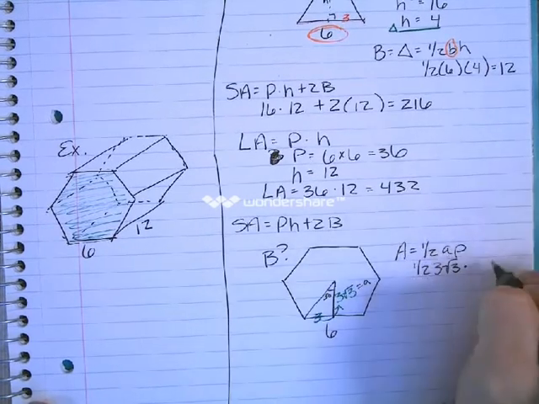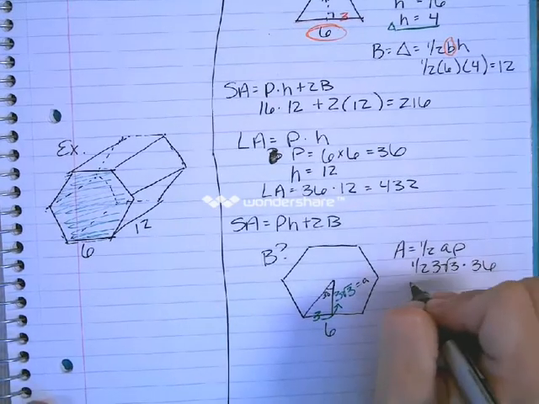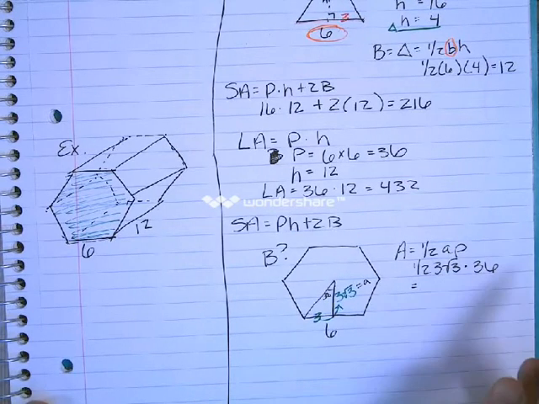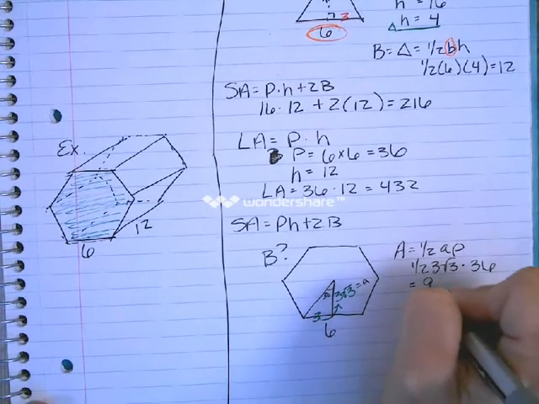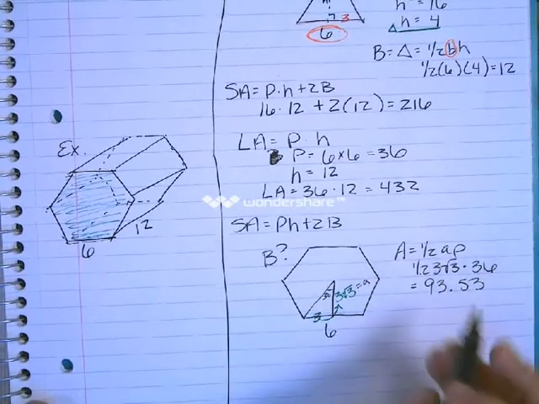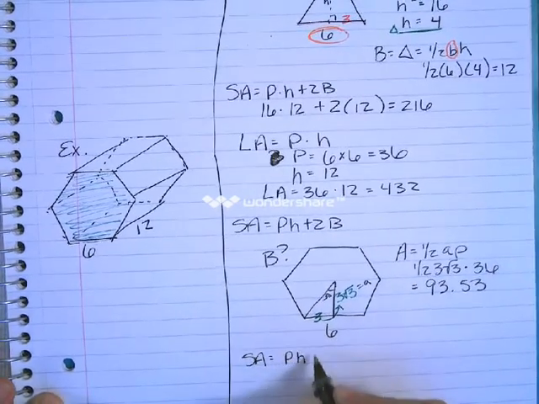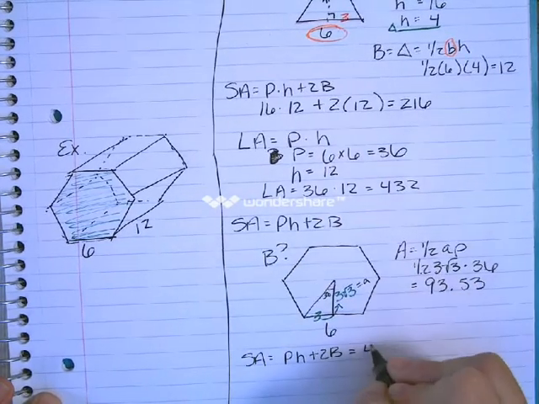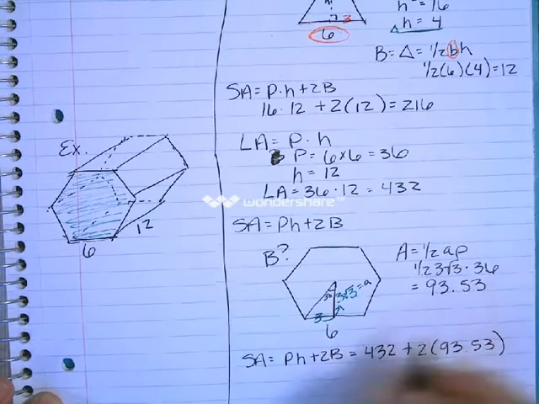And if you wanted to leave it in simplest square roots, you would just do 36 times 3 times 1/2 and leave that alone. As a decimal, this is 93.53. So that is my big B, right? So surface area is PH plus 2B, which in this case, the P times the H was 432 plus 2 times 93.53, which equals 619.06. So just to recap, the P is the perimeter of the base.